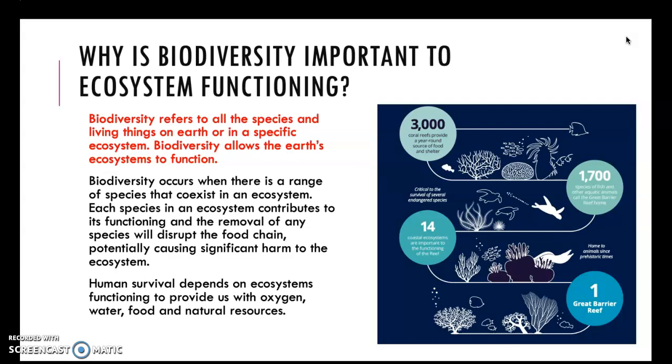We have different levels on the food chain, and if any one of those food chain levels was removed, it would have a significant impact on that ecosystem. We as humans need ecosystems to live. We need the oxygen they produce, the nutrients they produce, the food they produce in order for us to survive. So it's really in our interest to make sure that we are protecting that biodiversity.